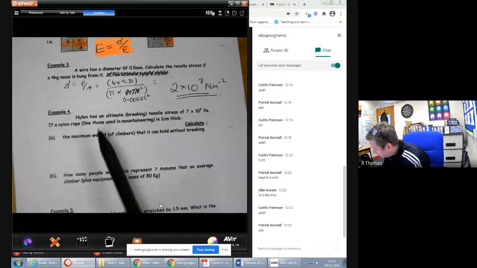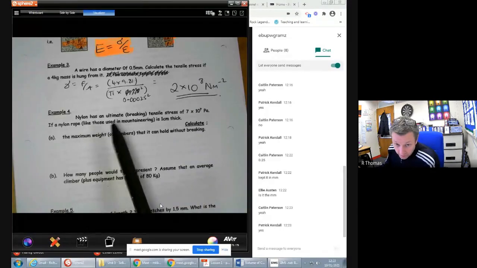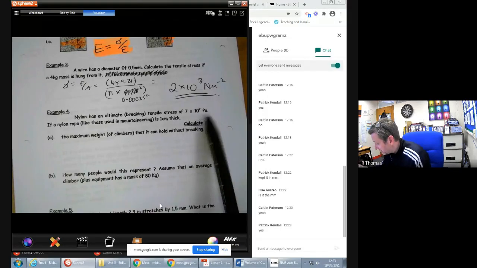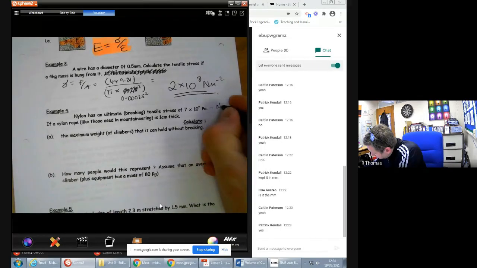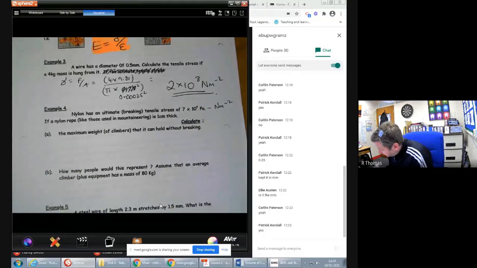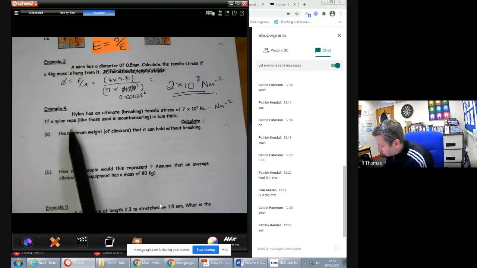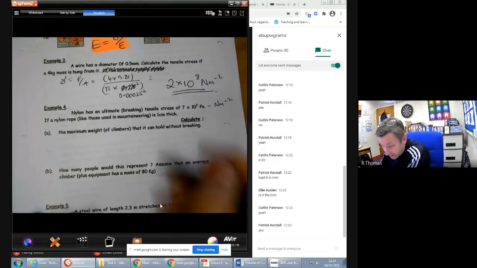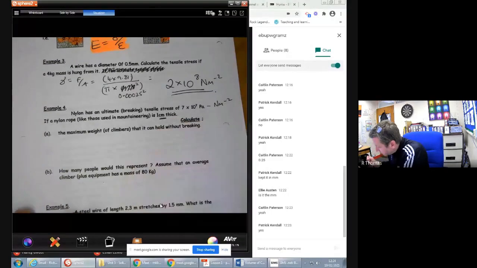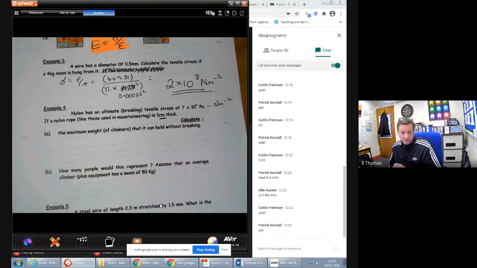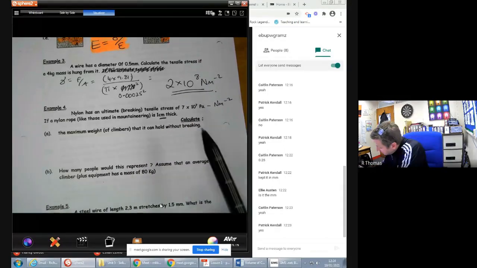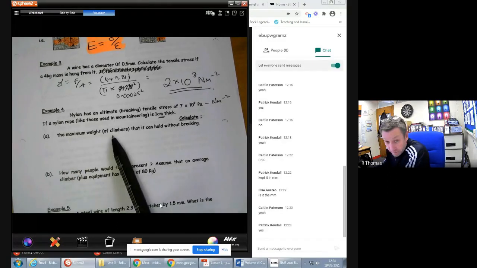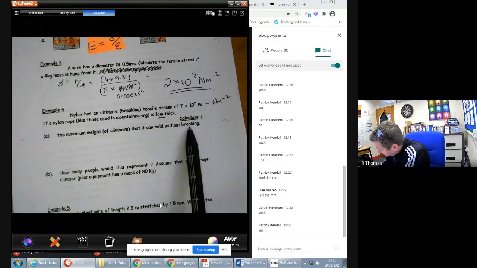Nylon has an ultimate tensile stress, which means when it's about to break, of 7 times 10 to the 7 pascals. Don't forget, that also means newtons per meter squared. If a nylon rope, like those used in mountaineering, is 1 centimeter thick, so that's 0.01 meters, calculate the maximum weight of the climbers that it can hold without breaking.